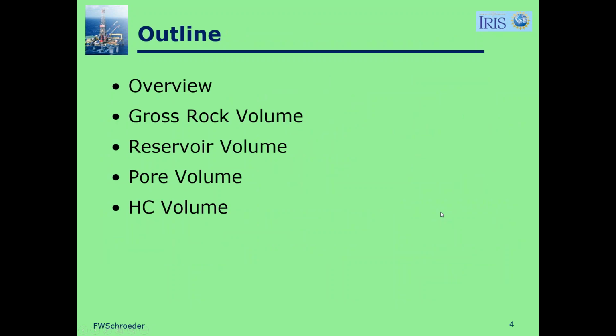So for the first part, we're going to talk about EUR, which is the acronym for estimated ultimate recovery. That's how much volume of oil or gas are we going to get up to the surface. So I'll give a brief overview. We'll talk about the components to doing the analysis, first calculating gross rock volume, then reservoir volume, then pore volume, and then what ultimately we want to have is an estimate of the hydrocarbon volume.